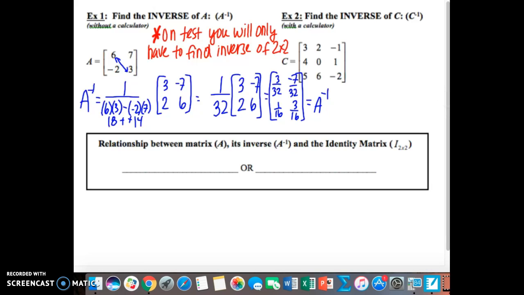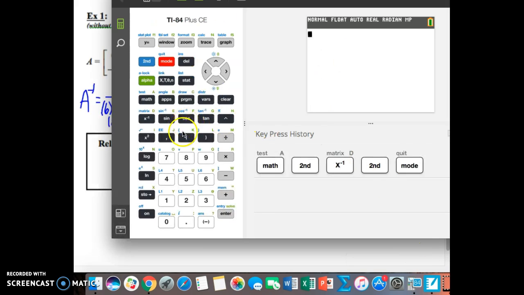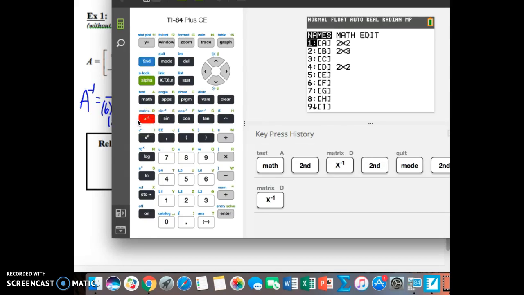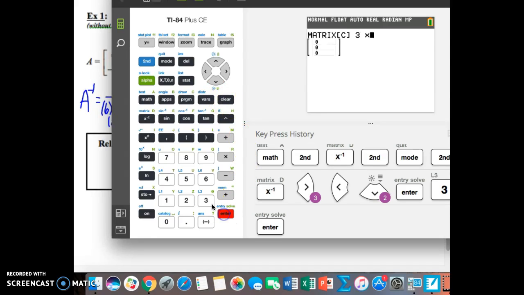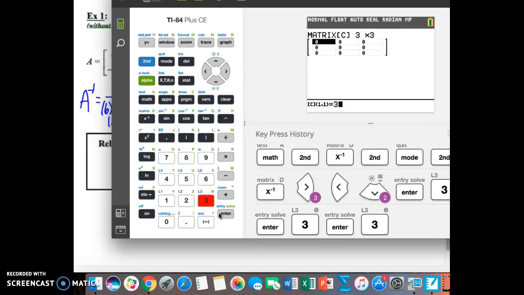So if we want to find the inverse of a 3x3 matrix, we are going to get out our graphing calculator. Just like we taught the other day, go to second, the inverse, we'll go to the matrix, go to edit, and then scroll down to matrix C. Since it's a 3x3, we'll change it to 3x3, and we can go ahead and type in the corresponding values.